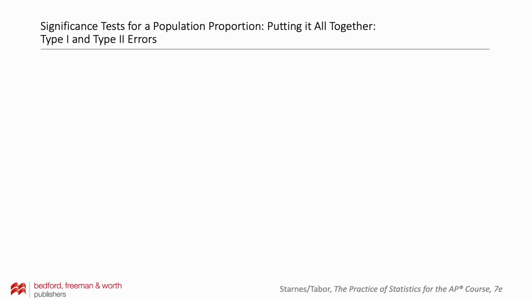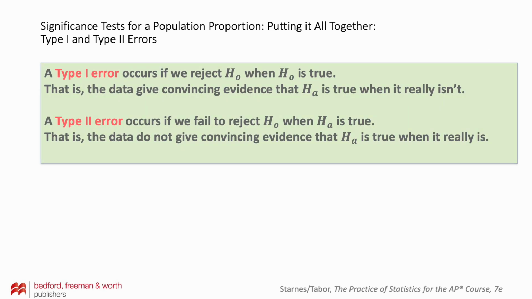When we draw a conclusion from a significance test, we hope our conclusion will be correct, but sometimes it'll be wrong. There are two types of errors, and the first type is called type 1 error. It occurs if we reject the null when the null was true. That is, that the given data is convincing evidence that the alternative is true when it really isn't.